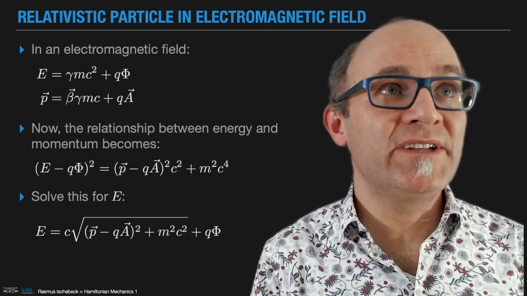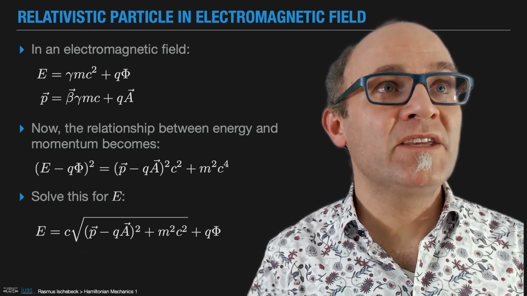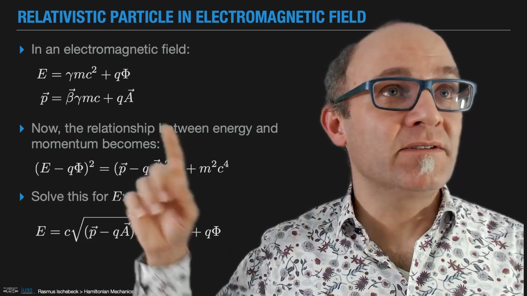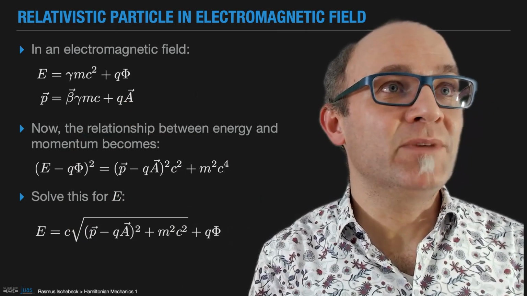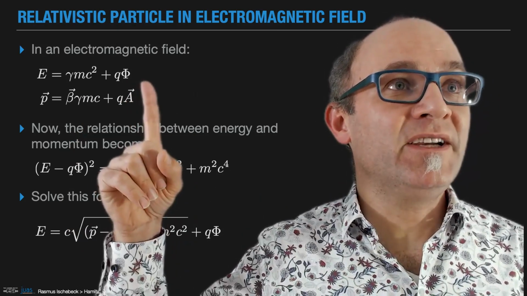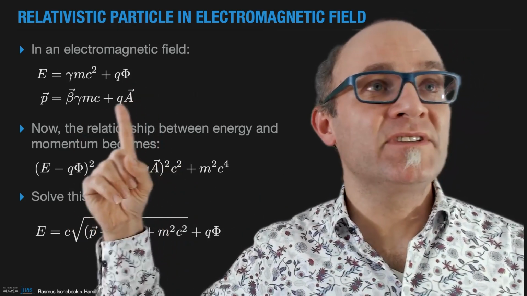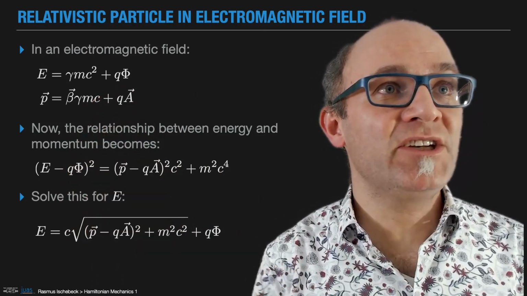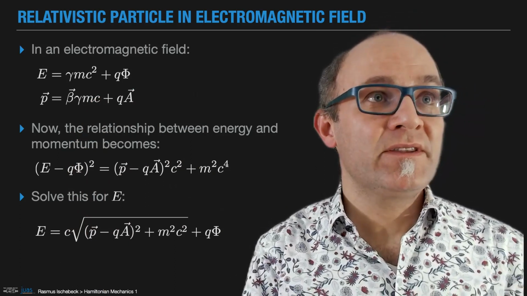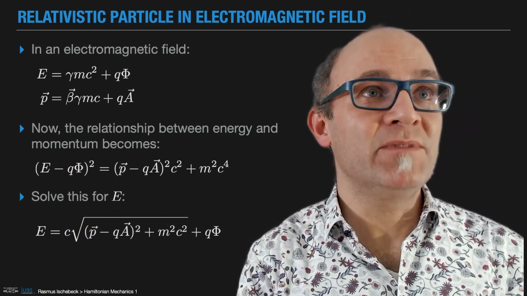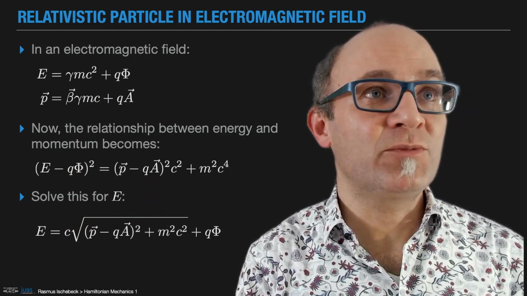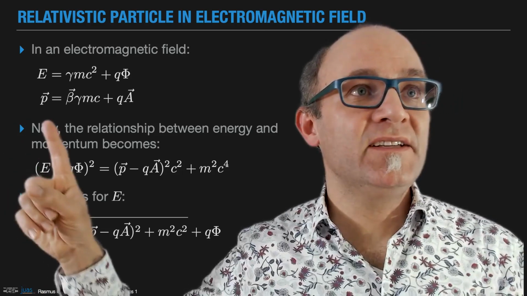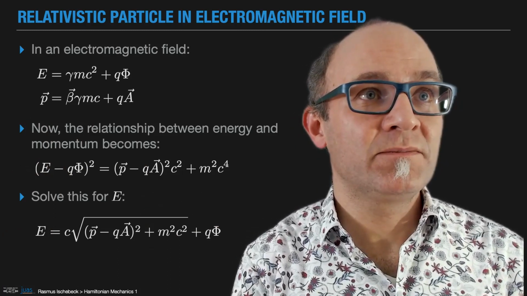In an electromagnetic field now, the potential energy is given by Q times phi. The first part is the kinetic energy, and the second is the potential energy. And the momentum here is given by beta gamma mc plus q times the vector potential A. This is again the canonical momentum P here.